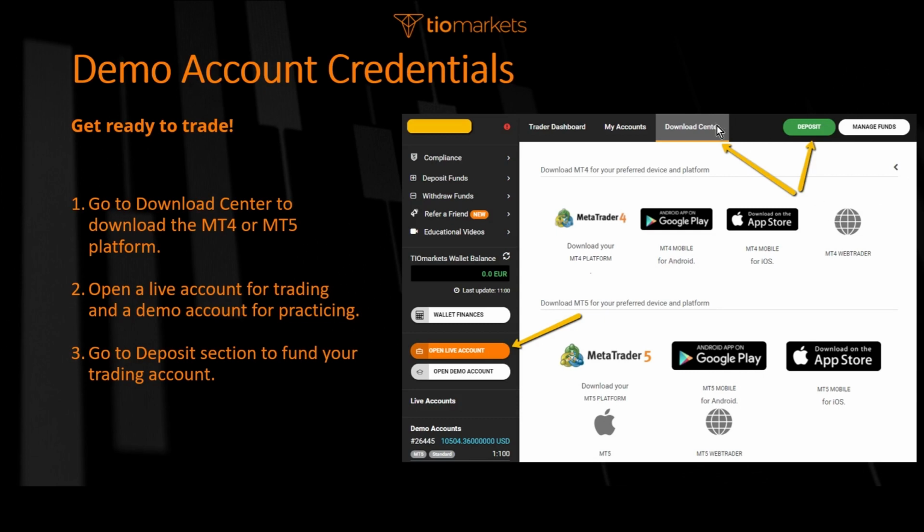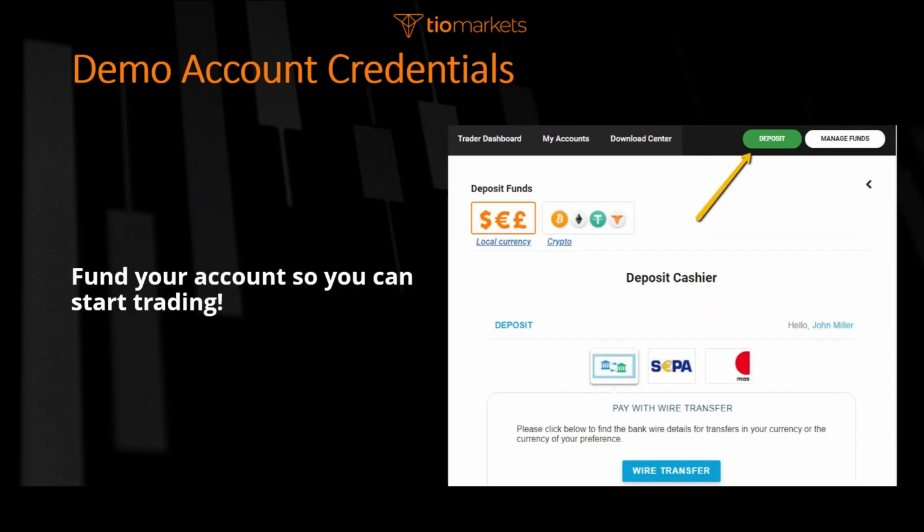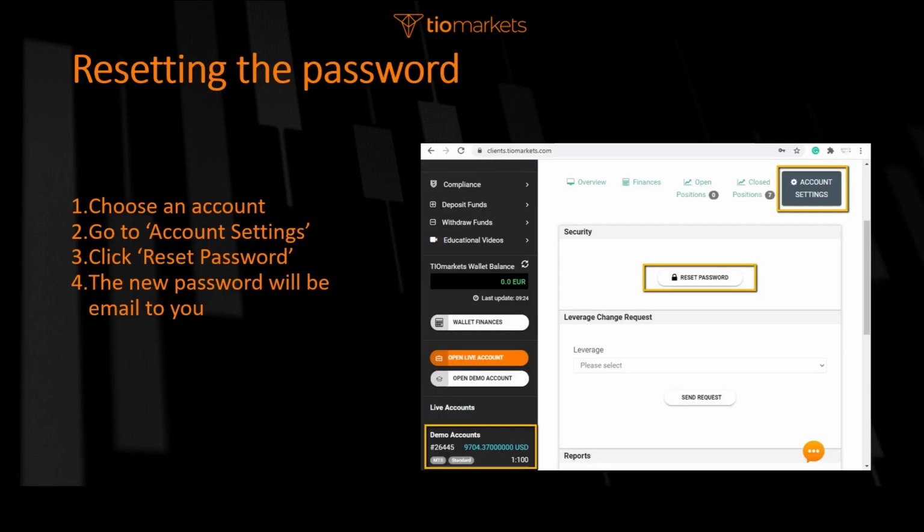So first of all, go to Download Center, get the MT4 or MT5 platform, whichever you prefer, and then open a live account for trading. You need both a live account and a demo account. Live account for trading and demo account for practicing. And then you go to the deposit section to actually deposit funds on your account. Here you can see the options for money transfer, and once the money is over there, you can start trading.